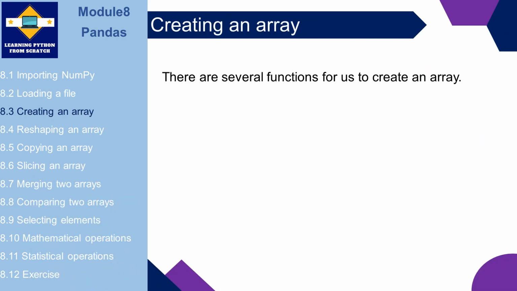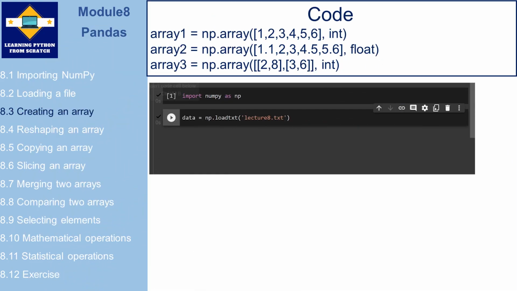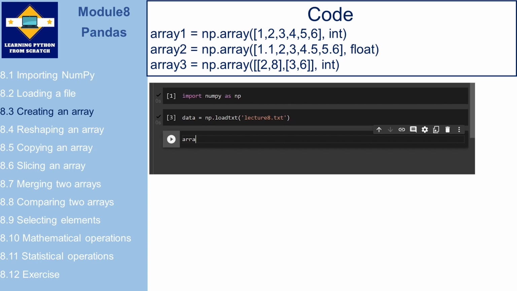There are several functions for us to create an array. The array function creates an array with the data inside the bracket. First, we create array 1 with 1, 2, 3, 4, 5, 6, and they are integers. Then array 2 contains 1.1, 2, 3, 4.5, 5.6, and they are floating.